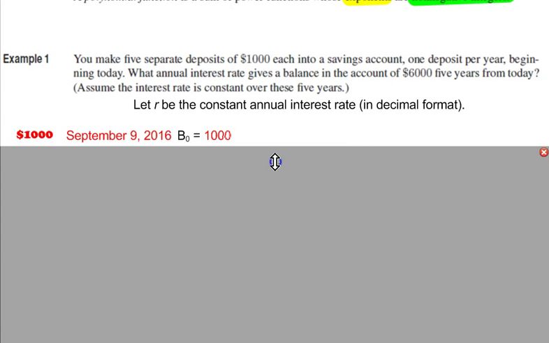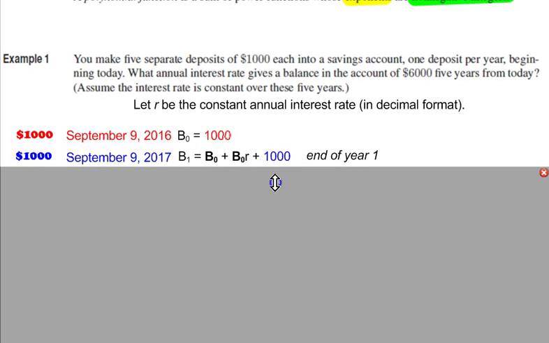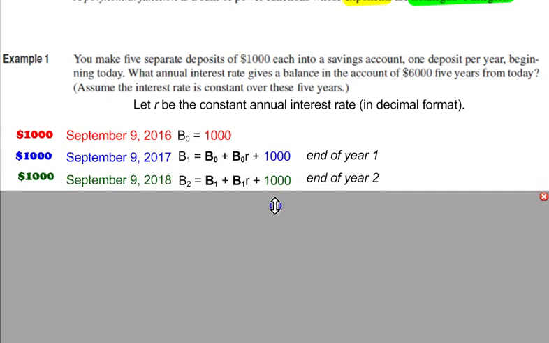So on September 9th, 2016, let's say, for example, we deposit $1,000 in the bank account. And then a year from then, September 9th, 2017, we deposit another $1,000. So the question is, how much is in the bank account at the end of the first year? Well, the amount that's in the bank account is the previous initial amount that we deposited, plus the interest earned on that initial deposit, and then plus the $1,000 that was deposited at the end of year 1, beginning of year 2. This process will occur for the next year, which ends in 2018.